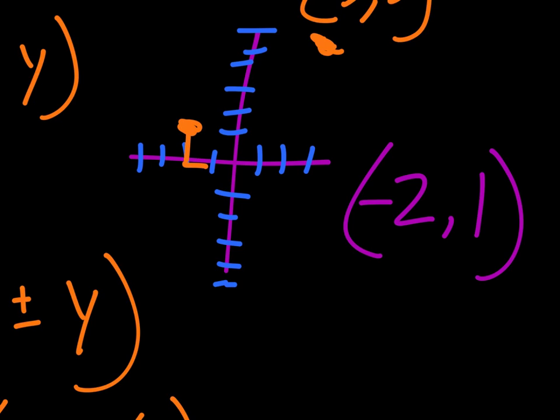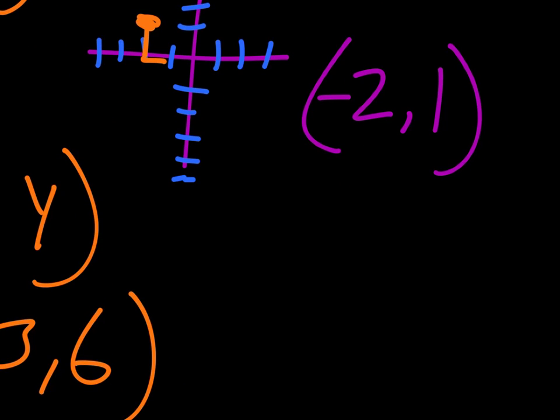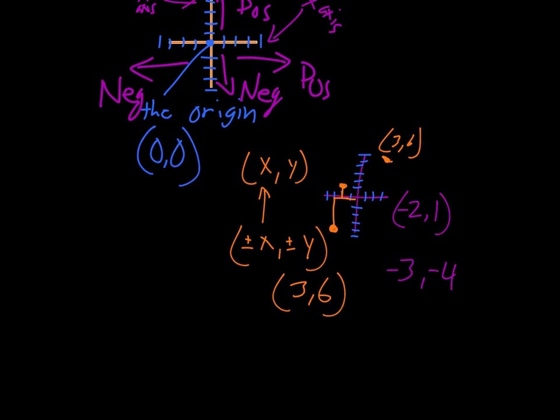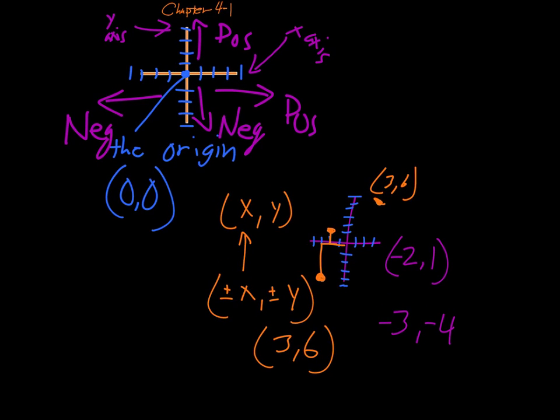Let's do another example. Let's say I have (-3, -4). This means you go 3 to the left and you go 4 down. You're at this point right here. Okay. You check yourself. They will basically go over all of this and give you different examples.